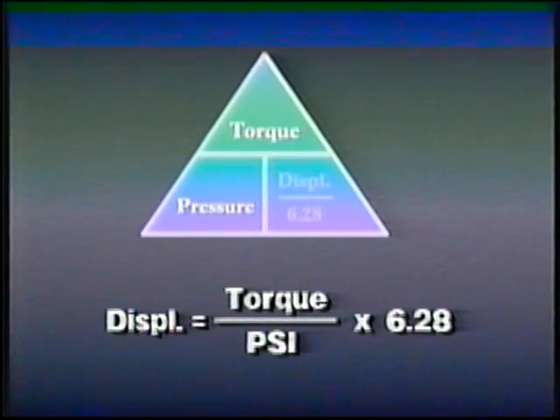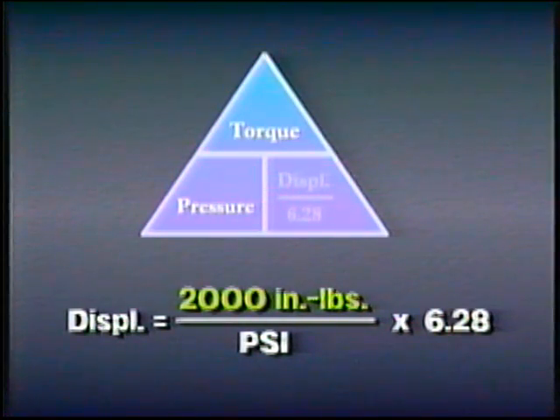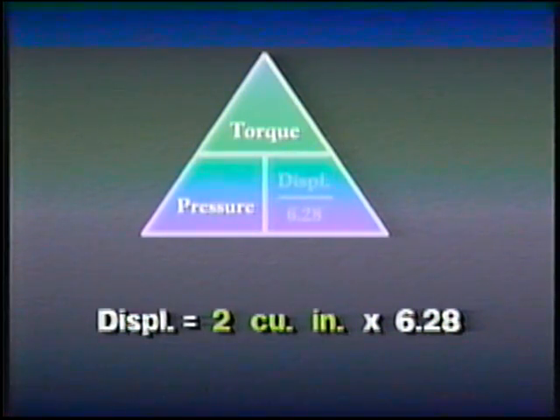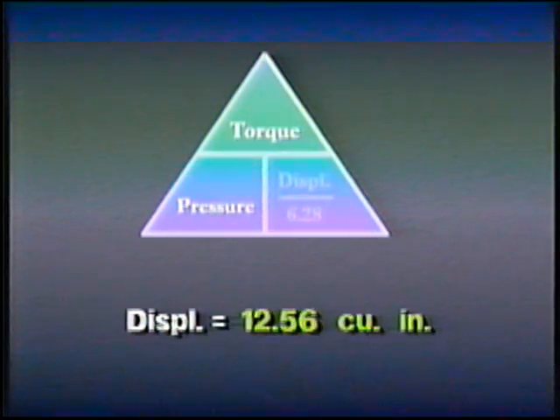Or if we want to know how much displacement a motor has to have to produce 2,000 inch-pounds of torque when the pressure is 1,000 pounds per square inch, we divide 1,000 psi into 2,000 inch-pounds to get 2 cubic inches. 2 cubic inches is equal to the displacement divided by 6.28. So the displacement of the motor must be 6.28 times 2 cubic inches, or 12.56 cubic inches.